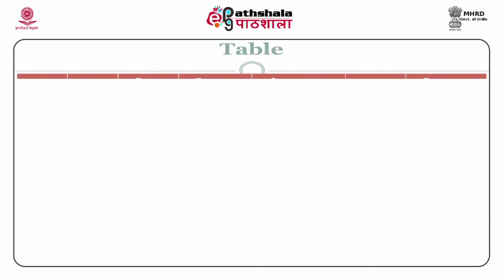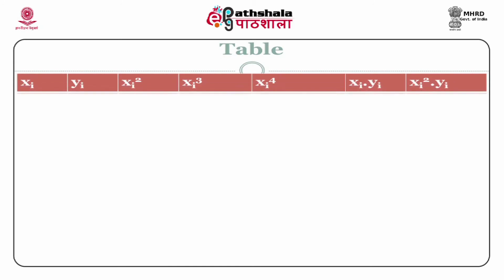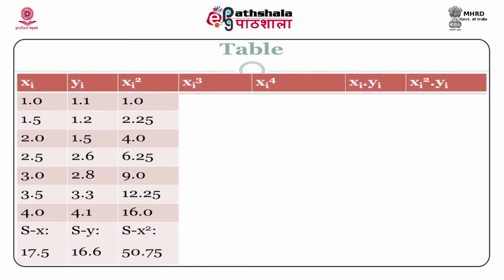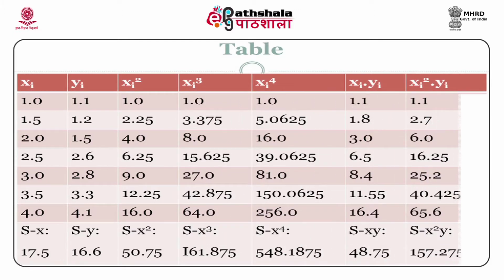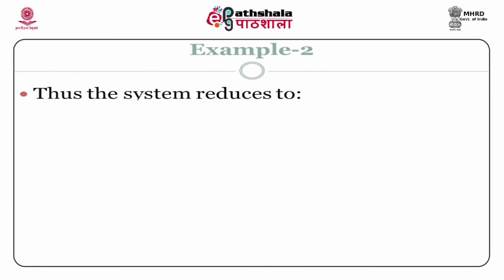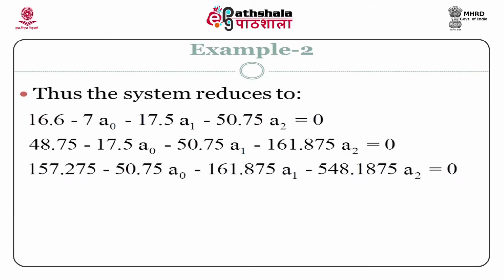So we have xi and yi in the first two columns, then xi square, xi cube, xi raised to 4, xi yi and xi square into yi. These are the sums that we need, and we find these values by taking the square of the first column as xi square, the cube of the first column, or multiplying xi by the third column to get xi cube. Similarly we get xi4. The product of the first two columns, xi into yi, is given in the last but one column, and xi square into yi is given in the last column. If you add up all of them, we get sum x equal to 17.5, sum y equal to 16.6, sum x square equal to this, sum x cube, and all those sums are given to you.